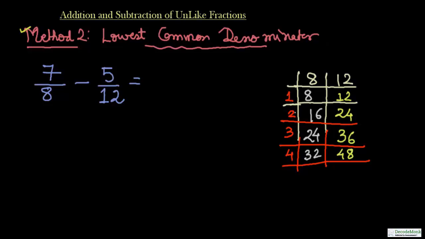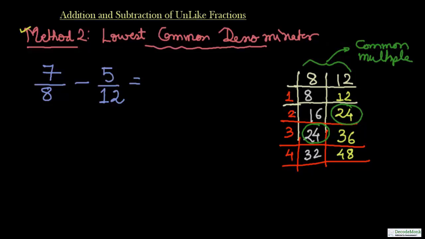So here, after finding these tables, you know that our target is to find the common multiple in the tables of 8 and 12. So here you can spot that 24 comes in the table of both 8 and 12. So this 24 is going to be our common denominator.